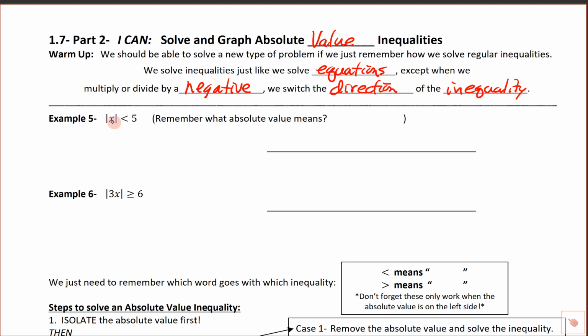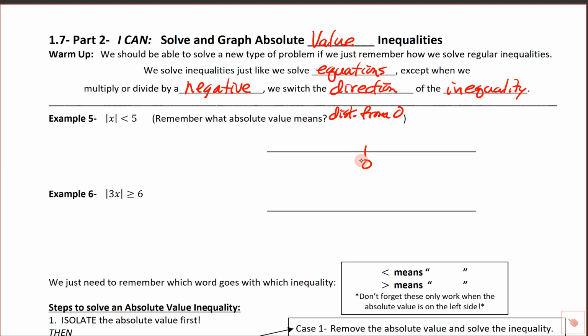All right, so let's take a look at this example right here. Now, this is an absolute value inequality. If this was an equals, it's already isolated. We break it into the two cases and all that sort of stuff. So what I want you to remember is, what does absolute value mean? Absolute value refers to distance from zero. So I'm going to write distance from zero. What this means is the distance that x is from 0 has to be less than 5.